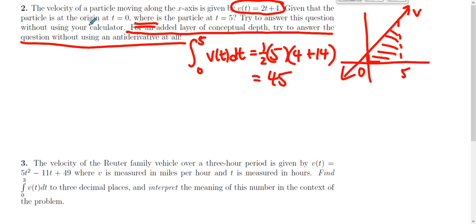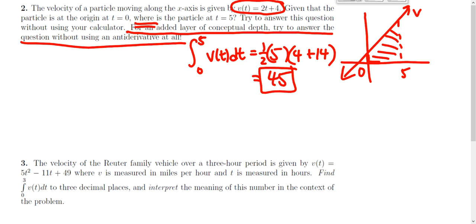We know the particle's at the origin at the beginning, so where is the particle at time equals 5? It's at 45. So it's not just that the integral is the answer. The integral plus where the particle was at the beginning of the interval is the answer. And it happens that those are the same because the particle is at the origin at the beginning of this problem.